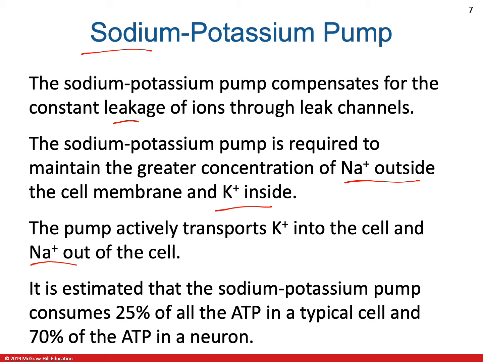It is estimated that the sodium-potassium pump consumes 25% of cellular energy and 70% of energy in a neuron. Okay? 25% in a typical cell. So marami ang makukonsume ng neuron energy.